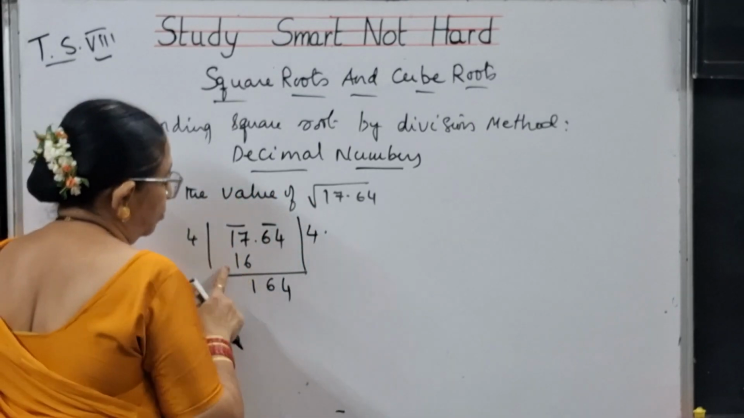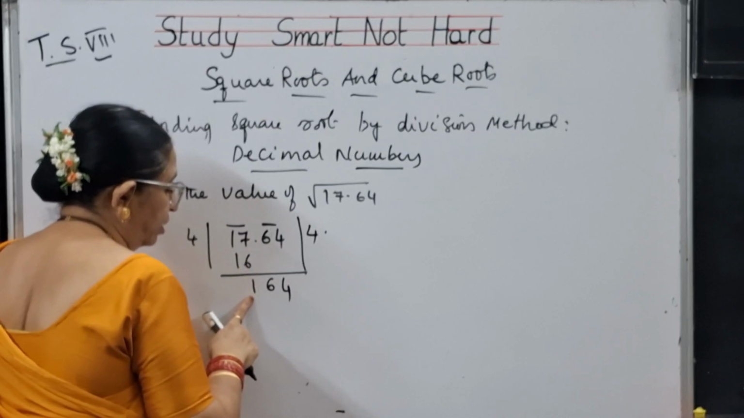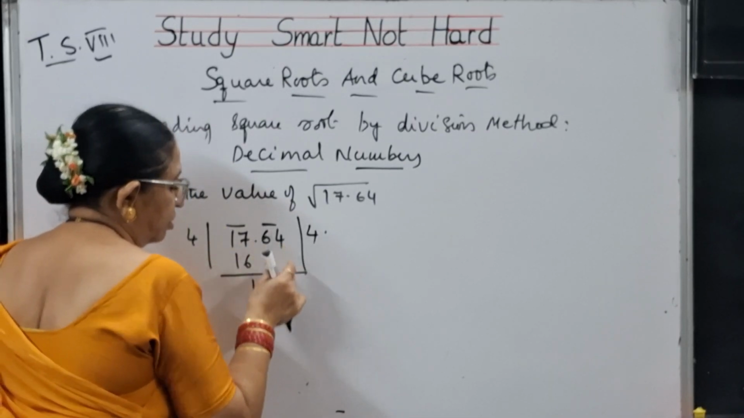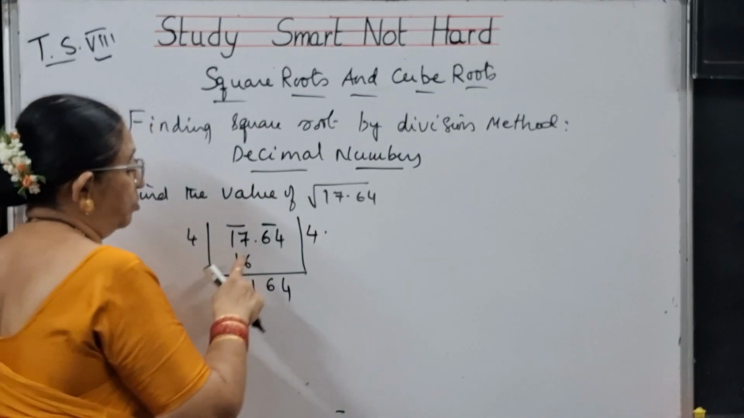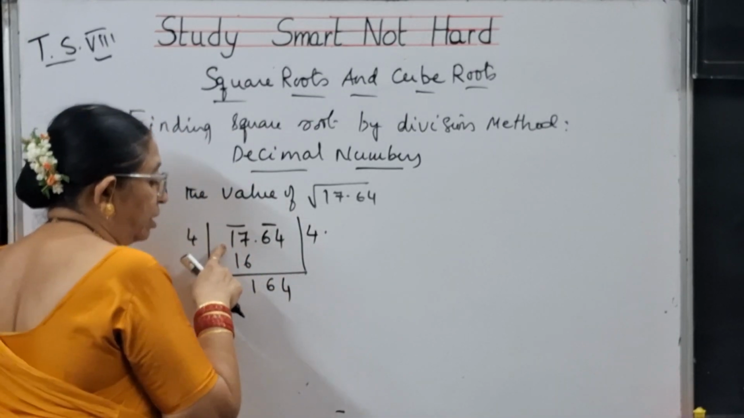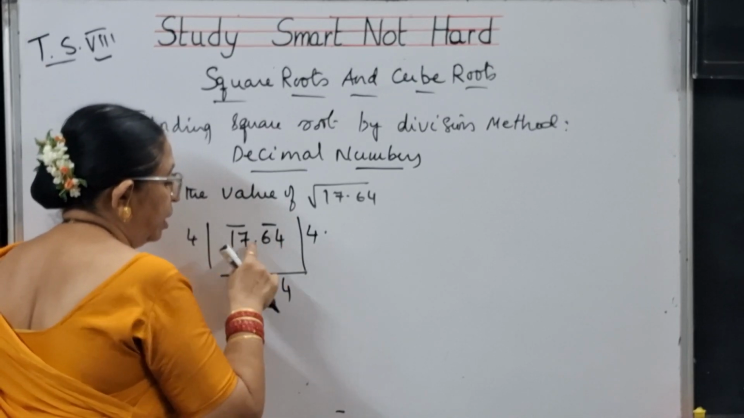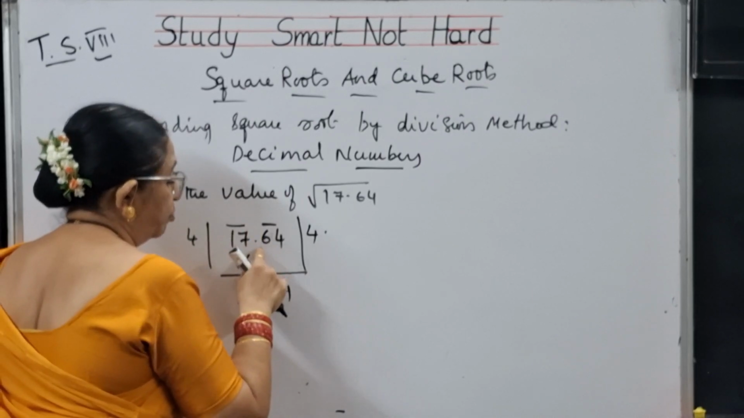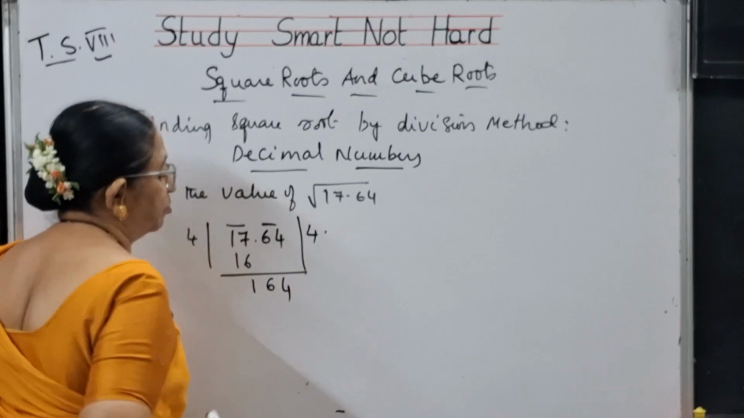So I have done 7, 4 fours are 16, 16, I got remainder 1. So now I need to take 64 down. To take 64 down, the decimal is interrupting me. I can't take it because this is the decimal part and this is the integral part. So if I want to make this also the integral part, I should change the decimal position from here to here. I have shifted this decimal here.